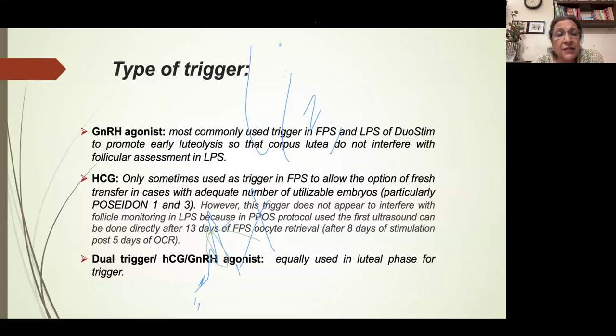So for us, this trigger does not appear to interfere with follicle monitoring in LPS. I'll tell you why. Because in the PPOS protocol, the first ultrasound can be done directly after 13 days. We used a 3-day gap, but I think it is more sensible to use a 5-day gap, because by the 5th day, you know the blastocyst conversions of all the oocytes which you have collected in the follicular phase. And hence you start your stimulation from there.